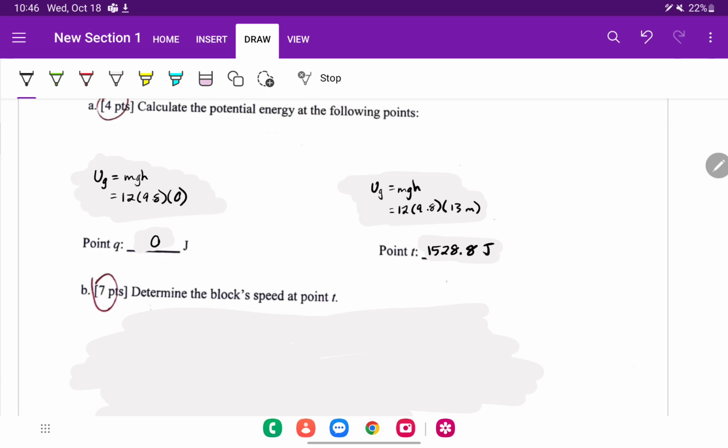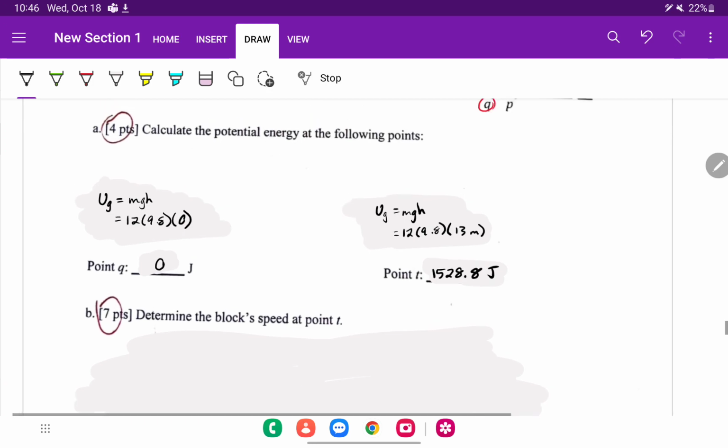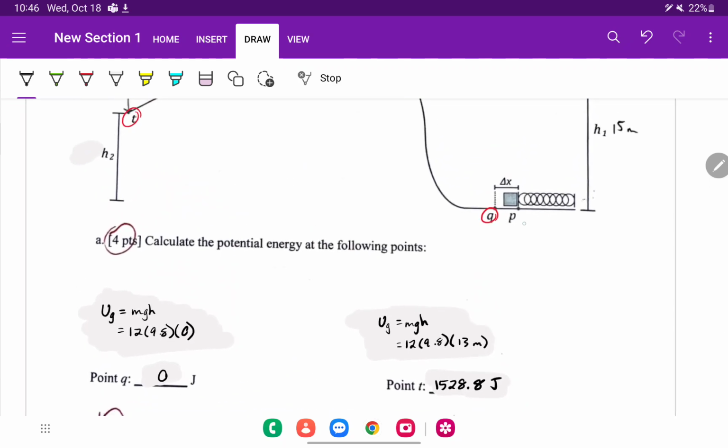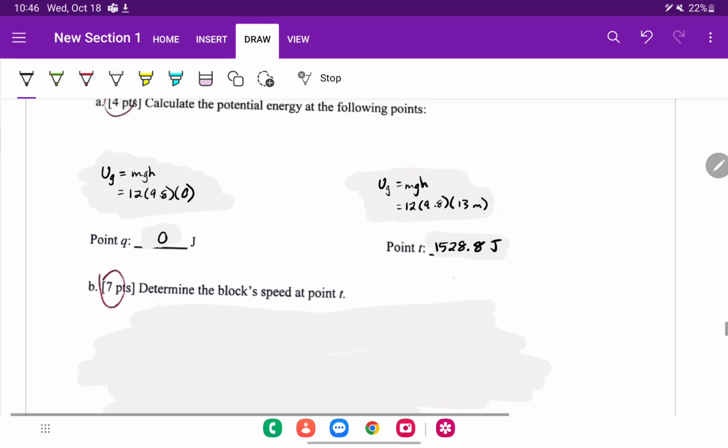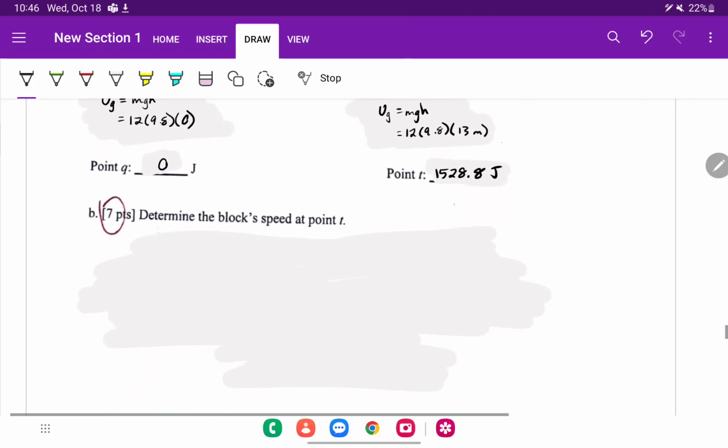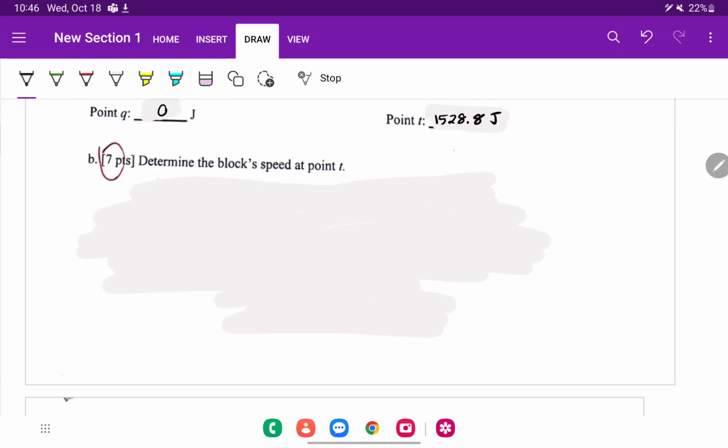we get 1528.8 joules. So that one is not too hard, just plug and chug, and realizing that at point Q, this block is no longer being compressed by the spring, so it does not have any spring potential energy at that point. That might trip you up, but it's not a trick question, it is actually 0.